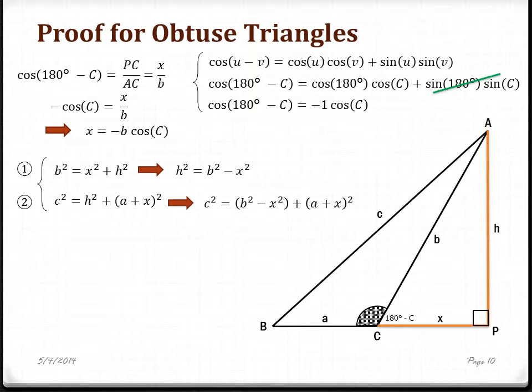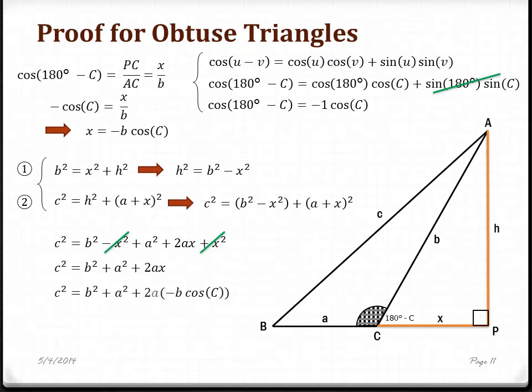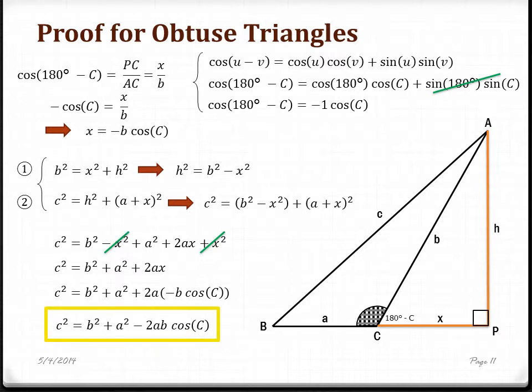Then, expanding the binomial (a plus x) squared, we get c squared equals b squared minus x squared plus a squared plus 2ax plus x squared. So, canceling out the x squared terms leaves us with c squared equals b squared plus a squared plus 2ax. Finally, plugging in the formula x equals -b cosine of c found above, we have c squared equals b squared plus a squared minus 2ab cosine of c. Note that if angle C equals 90 degrees, then point P coincides with point C, and then cosine of C would equal cosine of 90 degrees, which equals 0, so the law of cosines immediately results in the Pythagorean theorem of a squared plus b squared equals c squared.